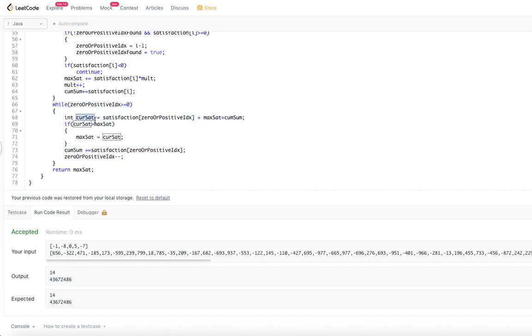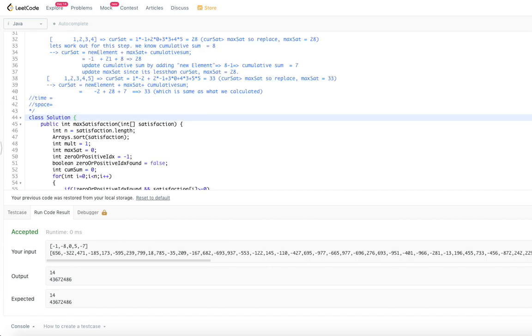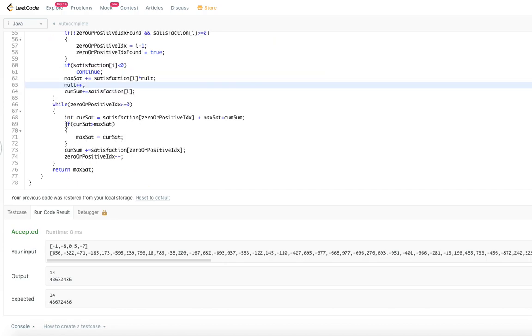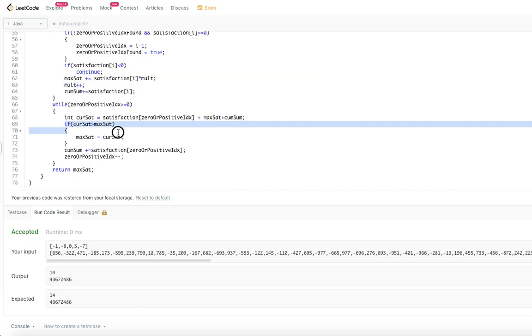So now, what we are doing is three things: the current number, that is the new number, plus max satisfaction, plus cumulative sum. This is what I am calling current satisfaction. If you go back to my explanation: new element plus max sat plus cumulative sum. If it is greater than max sat, we replace it. Otherwise, we don't replace. Then for the cumulative sum, we just add the current element.